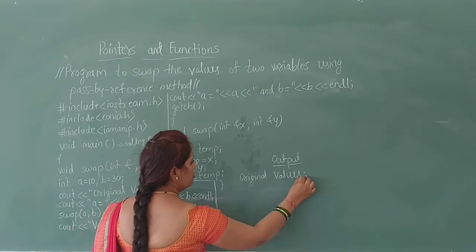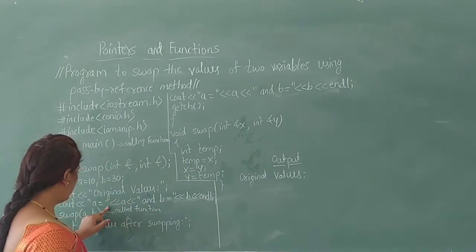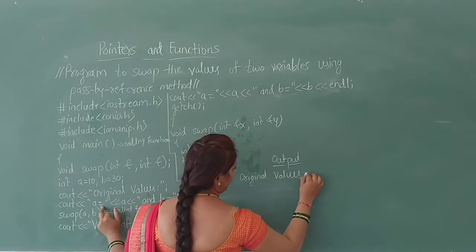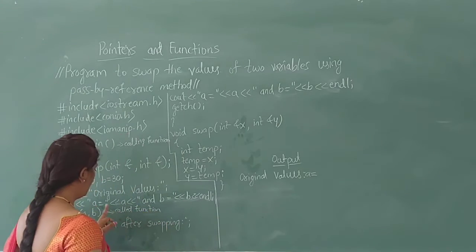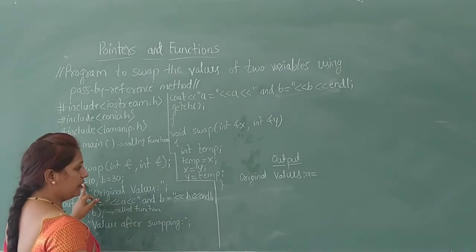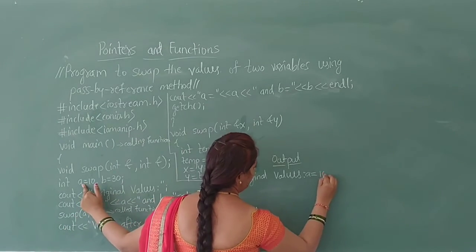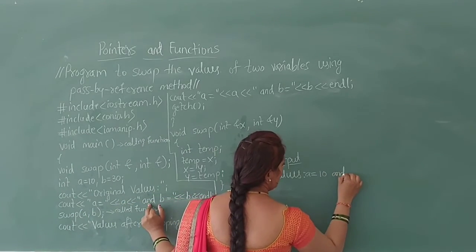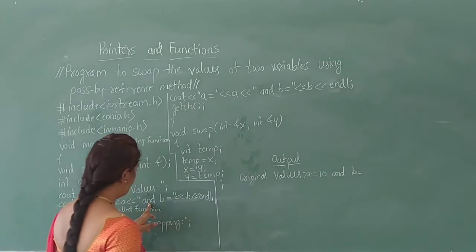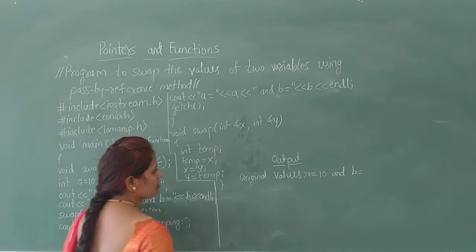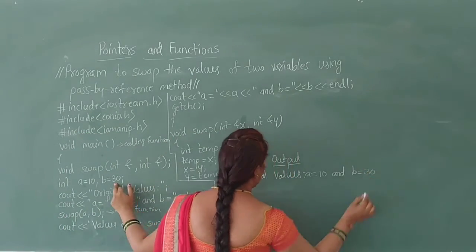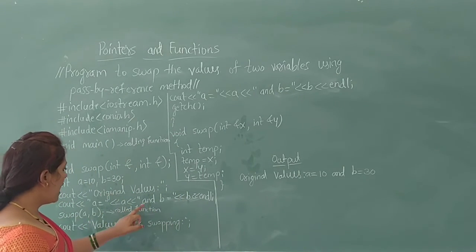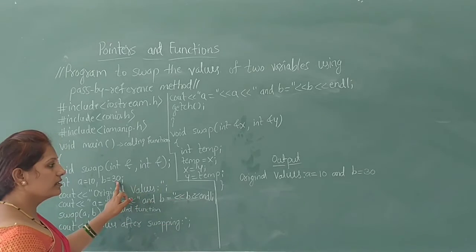Original values. The next statement it executes is a is equal to the a value. The a value is 10, a is equal to 10. Next, b is equal to the b value. The b value is 30. And it displays the original values: a is equal to 10 and b is equal to 30.